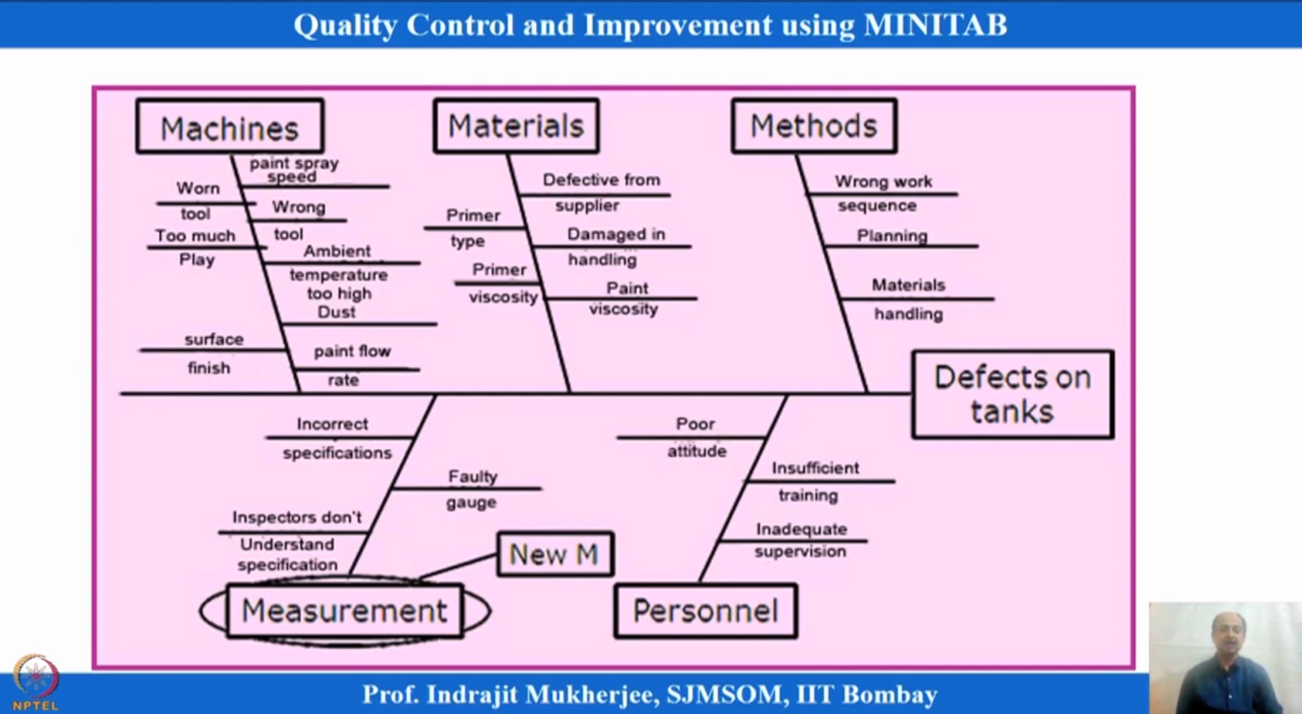Here we can see man, material, methods, machines, measurements. Personnel means man here. So, 5 M's are present here, but environment is not so prominent. There is no such environmental influence creating defects in the tank. These are the causes, and within every type of cause we can say there is an X, and these are the sub causes.